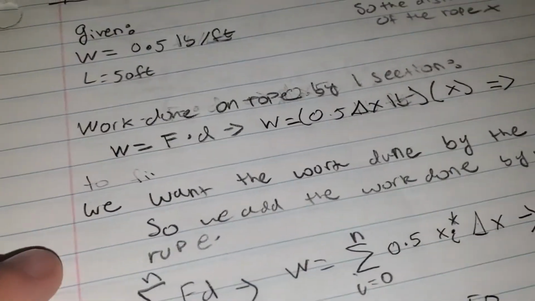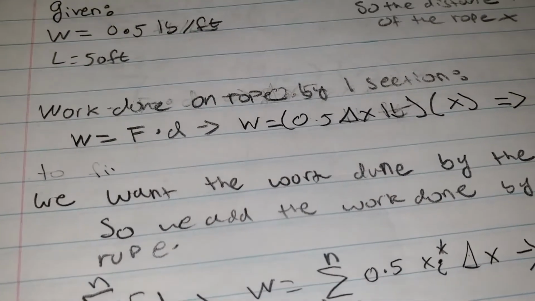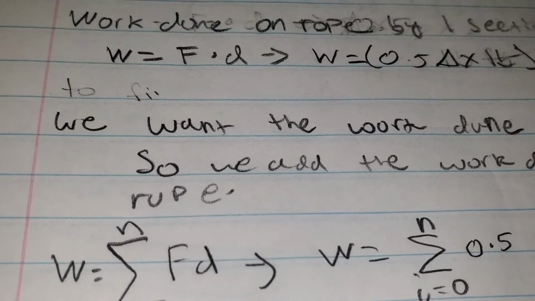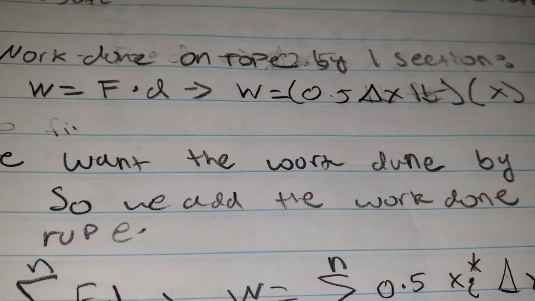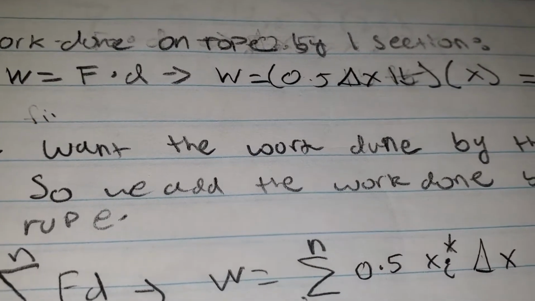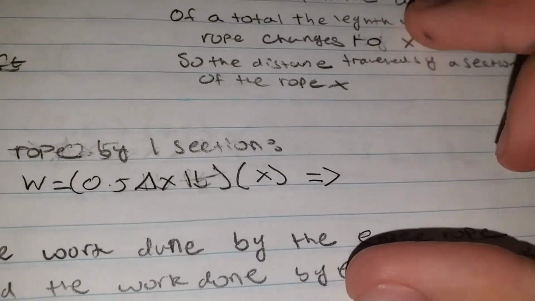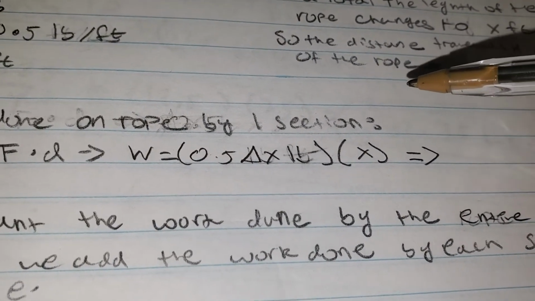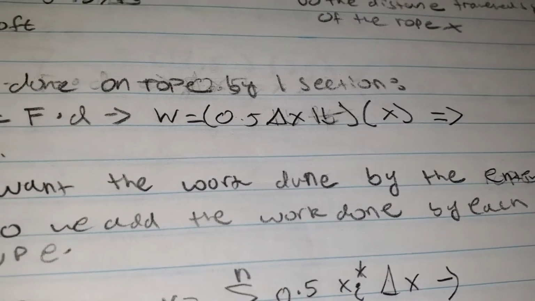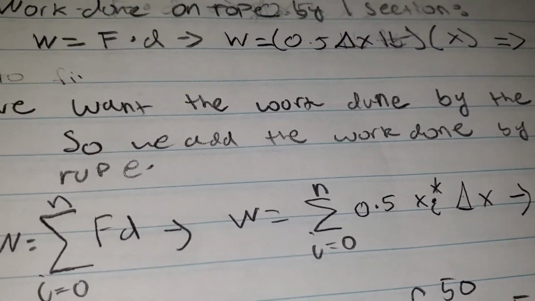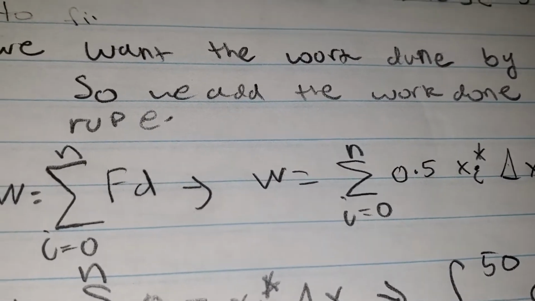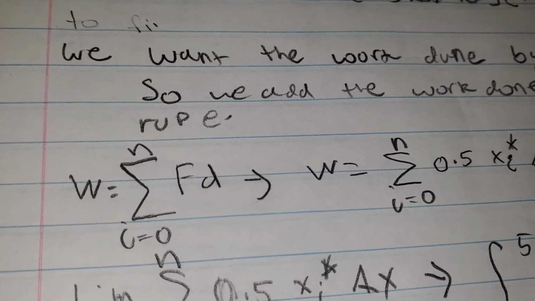Now work done is equal to force times distance, as long as it's horizontal or perfectly vertical, assuming it's perfectly vertical. So we get work is equal to our force, which is 0.5 delta x pounds, times x feet. This is for one section of the rope, though. Now we want to find the total work done, and to do so, we have to add up everything.